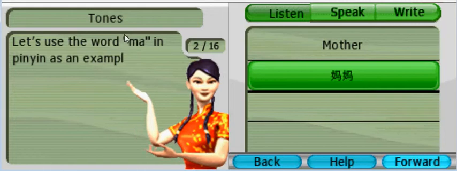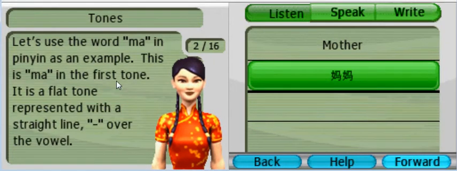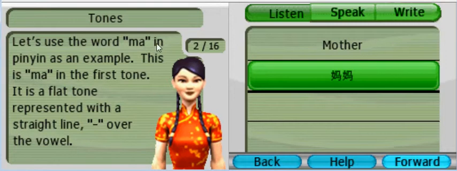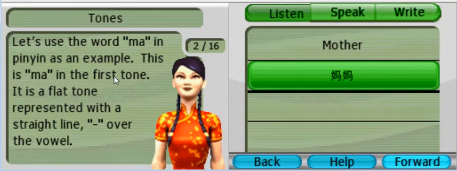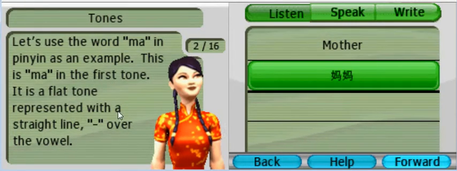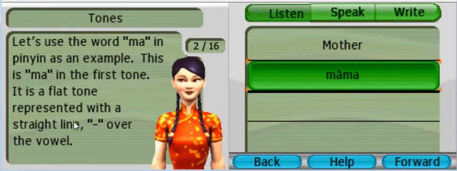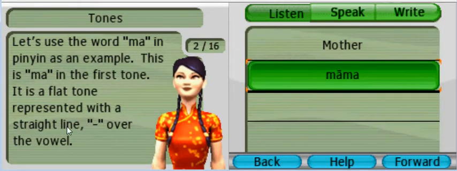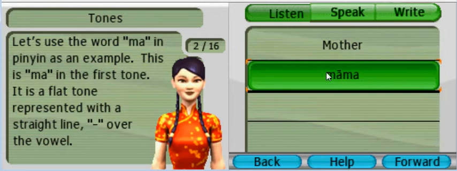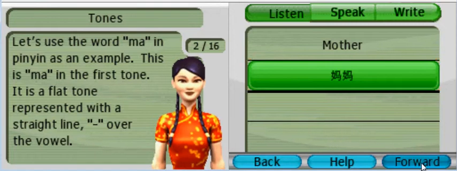For example, here, if you say mama, it's mother, but I don't know. Here it says the first tone. This is ma in the first tone. I think we have to raise the voice, raise the tone. Mama. No, it says keep it straight. Here, a straight line, and here you see the straight line over the pinyin. So, mama, mama, I hope I got it right.